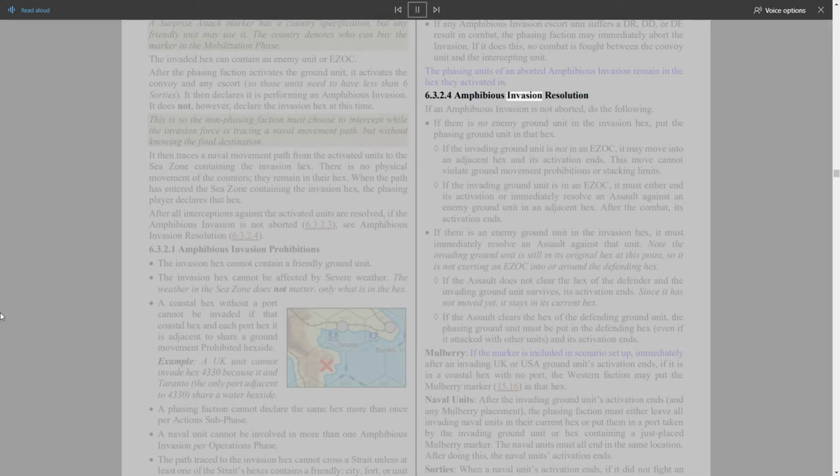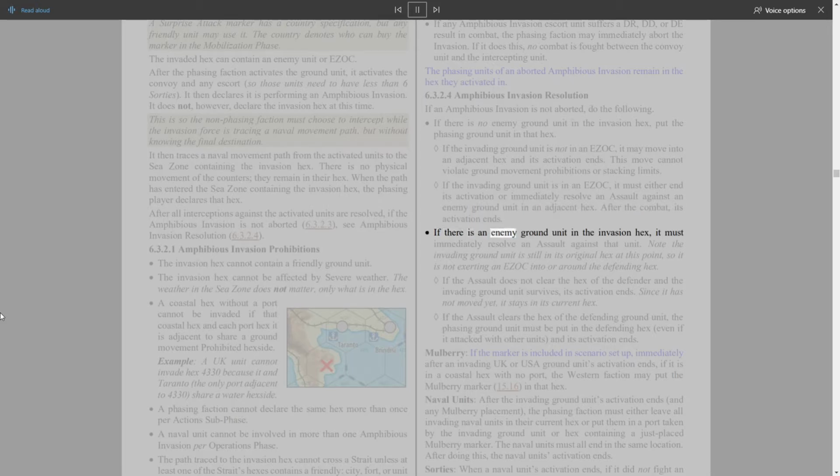6.3.2.4 Amphibious Invasion Resolution. If an amphibious invasion is not aborted, do the following. If there is no enemy ground unit in the invasion hex, put the phasing ground unit in that hex. If the invading ground unit is not in an EZOC, it may move into an adjacent hex, and its activation ends. This move cannot violate ground movement prohibitions or stacking limits. If the invading ground unit is in an EZOC, it must either end its activation or immediately resolve an assault against an enemy ground unit in an adjacent hex. After the combat, its activation ends.